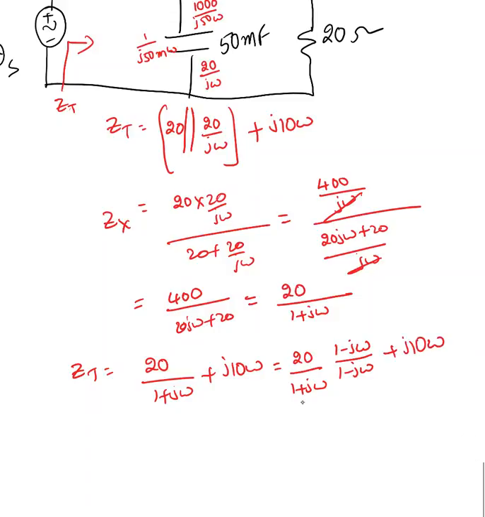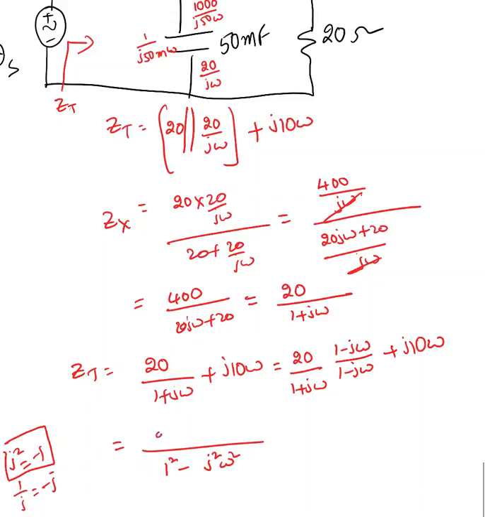Okay, now in the denominator I have a plus b, a minus b. It's going to be a square minus b square. So 1 square minus J square omega square. We know that J square is nothing but negative 1. Okay, and 1 over J is nothing but minus J. Okay, so J is nothing but imaginary part. Instead of I, we are using J. I, we already use it for current.